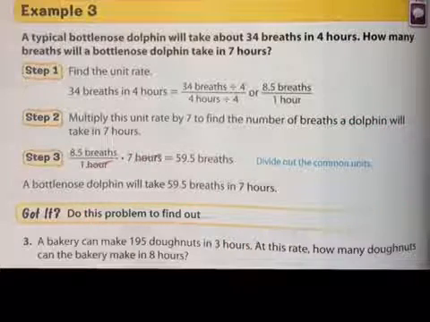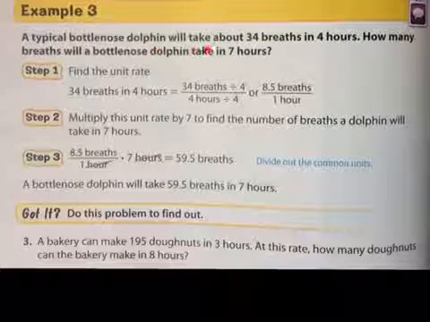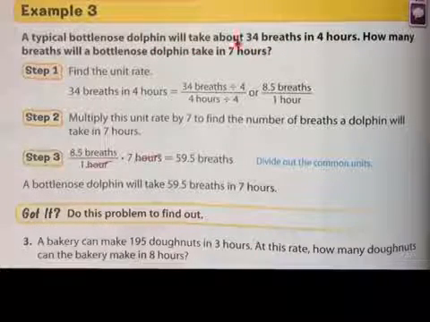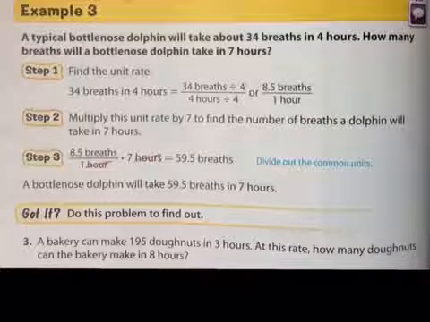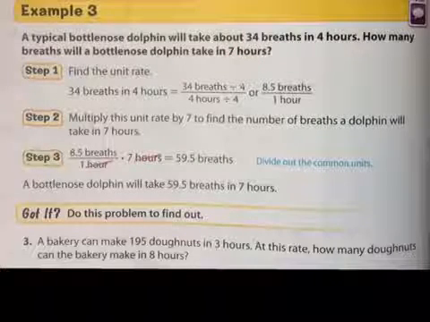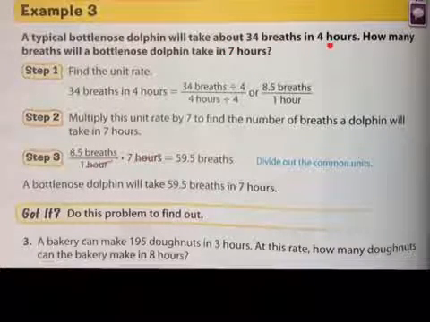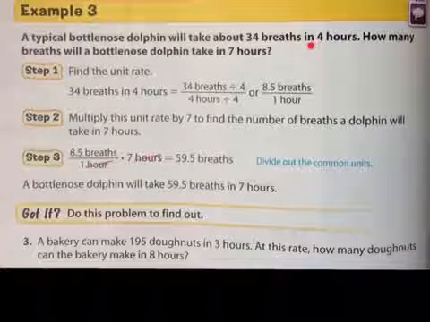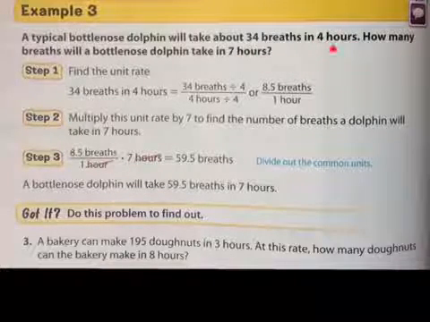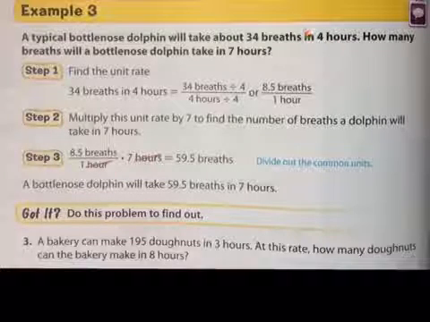Example 3. A typical bottlenose dolphin will take about 34 breaths in 4 hours. Okay, so 34 in 4 hours. How many breaths will the bottlenose dolphin take in 7 hours? Okay, in order for us to figure out what it'll do in 7 hours, we first have to find out what it can do in 1 hour, and then multiply that by 7. So we have to find 1 hour, which means the unit rate.